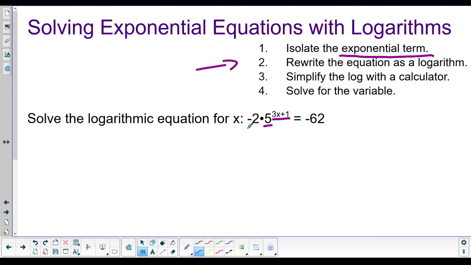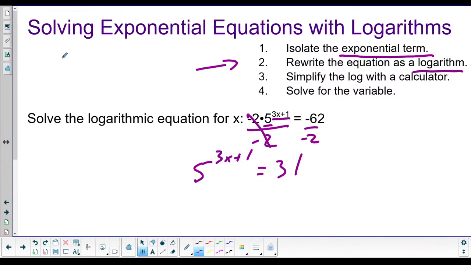We don't want this minus 2 here, so we're going to isolate it by dividing both sides by -2. So these -2's cancel. We have 5 to the 3x plus 1 as the exponent equals, a negative divided by a negative is a positive, 31. Now we need to rewrite the equation as a logarithm.